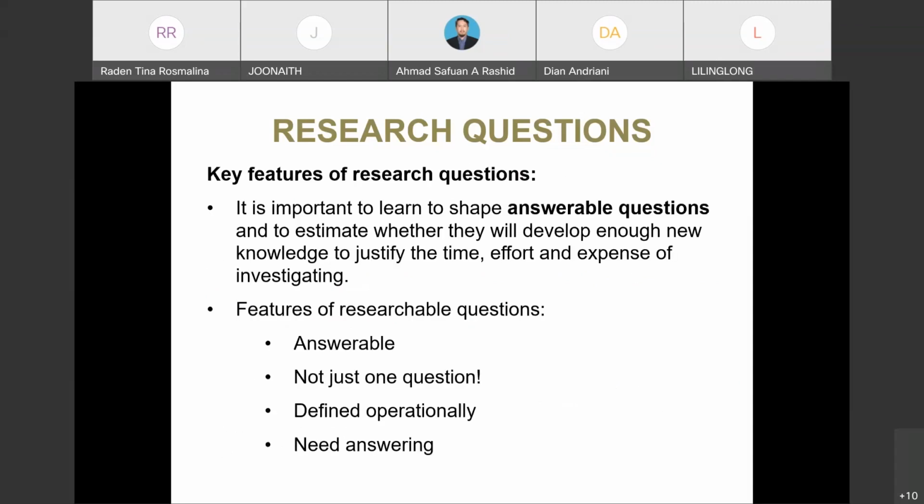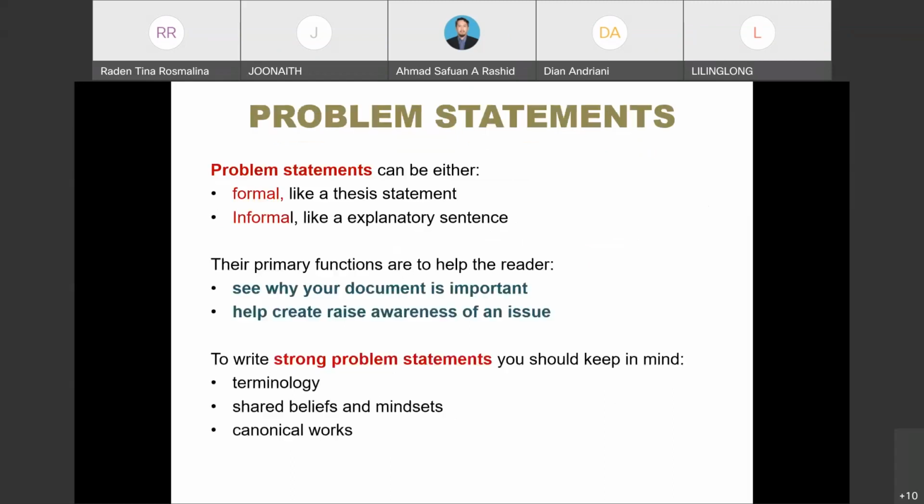A key feature of a research question is that it is important to learn to shape answerable questions, or to estimate whether they will develop enough new knowledge to justify the time, effort, and expense of investigating. Features of a researchable question: answerable, not just one question, defined operationally, needs answering. I will just go through this and there is no need to explain further.